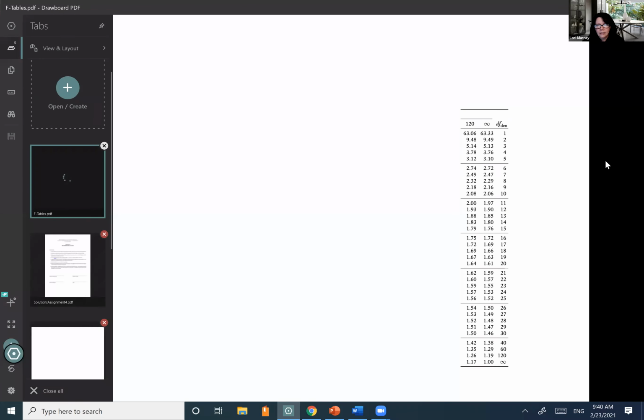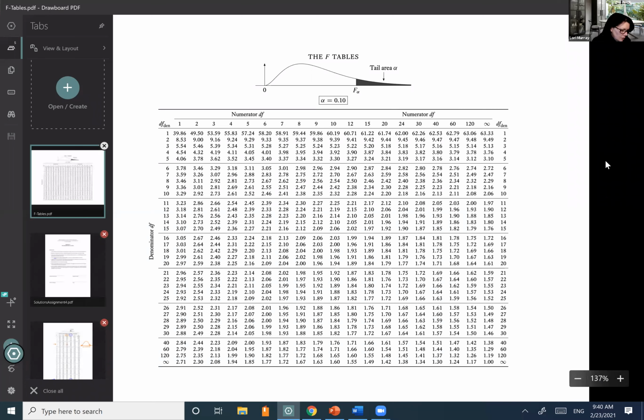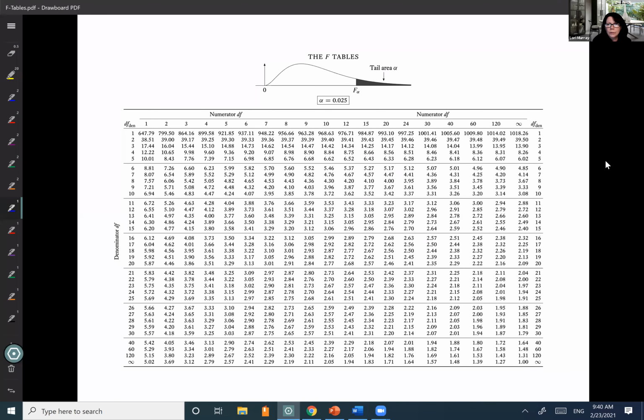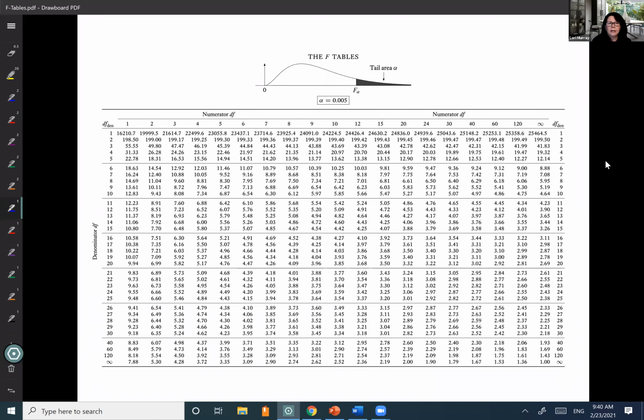Okay. So we just want to go to the page that says alpha equals 0.005 because it's two-sided. And it's right here. I want this table here because the significance level was 0.01. And so we need to divide by 2 because we want it to be a two-sided test. So we need to go to this page. And we said 9 degrees of freedom first. So that's going to be the numerator degrees of freedom, right? It corresponded to the second population.